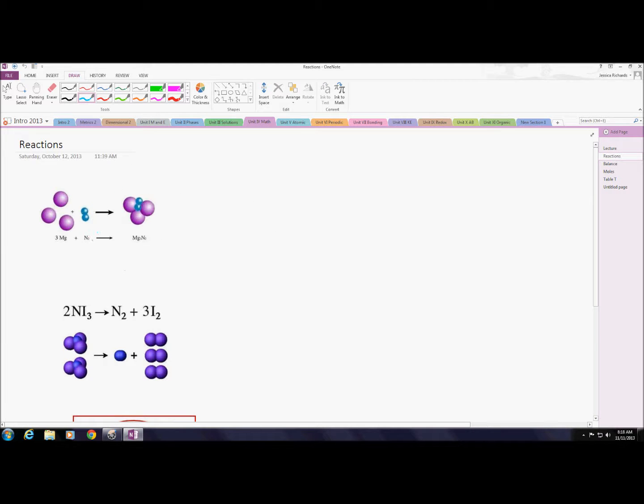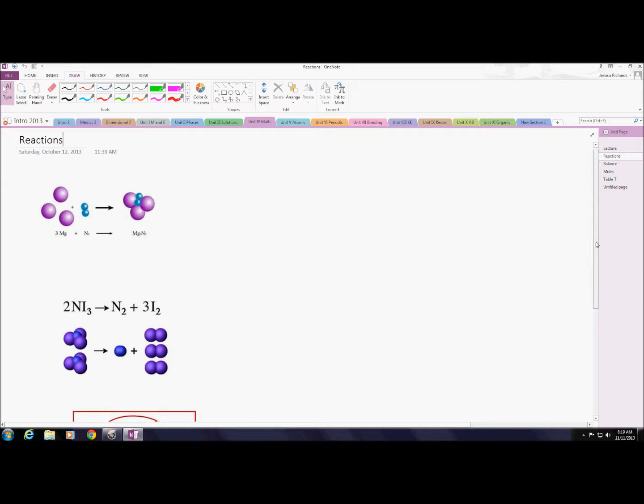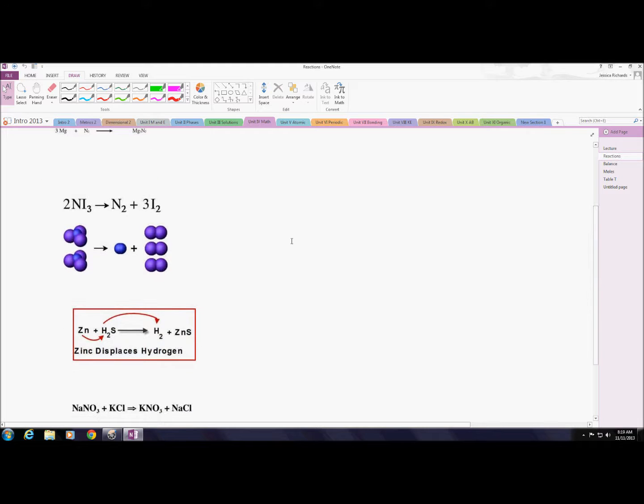Examples using real elements of what this would look like in models. If I have just magnesium and nitrogen and I'm making magnesium nitride, two elements make one compound, two things, one product, synthesis. This next example, where I have nitrogen iodide turning into nitrogen and iodine, one reactant, two products, one compound breaking apart into two things. This is decomposition. It's split apart.